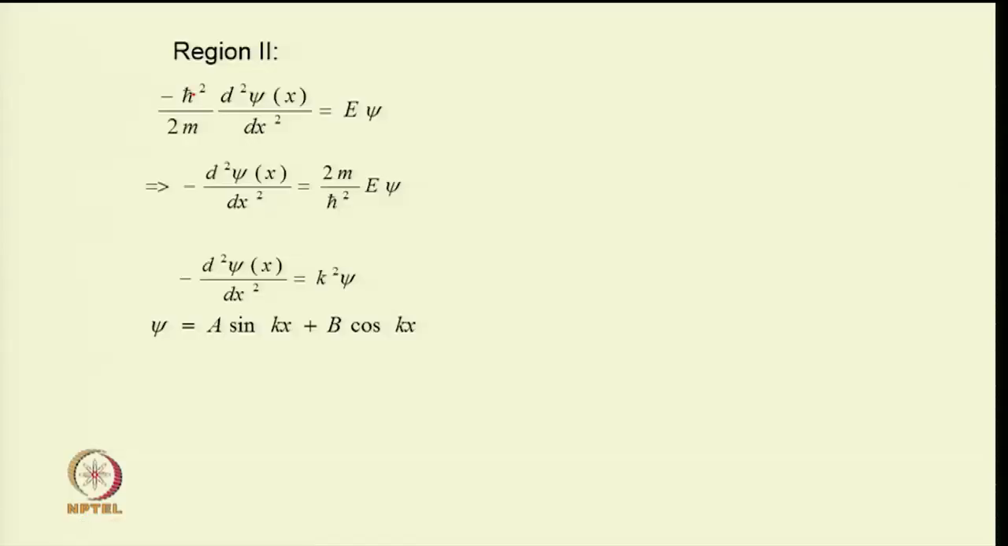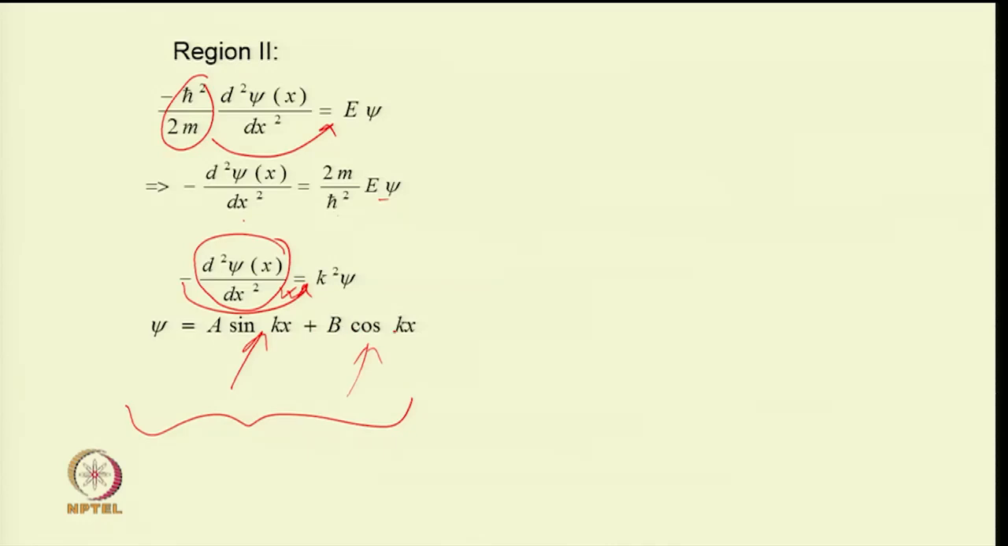So minus h cross square by 2m, d2 psi by dx square, is equal to E psi. If I take these terms to this side, what I will get is minus d2 psi by dx square is equal to 2m in the numerator divided by h cross square, into E psi. Then you get this differential equation, where the second derivative is equal to minus k square psi. And for that, your solution can be a sine wave function or cosine wave function. The general way to denote this is psi is equal to A sin kx plus B cos kx.